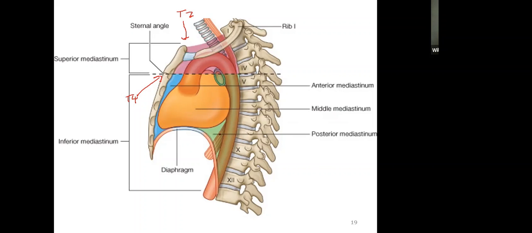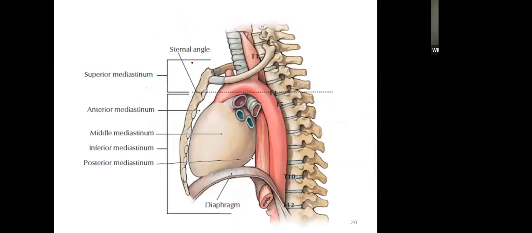So not too complicated at all. Anterior at the front, posterior at the back, middle is in the middle. And it all, of course, is sitting on the diaphragm, which is the floor. And so superior mediastinum is the bit that we're really going to concentrate on today. So again, just another picture showing the same thing: T2, T4, manubrium, body of the sternum, T8, T9.